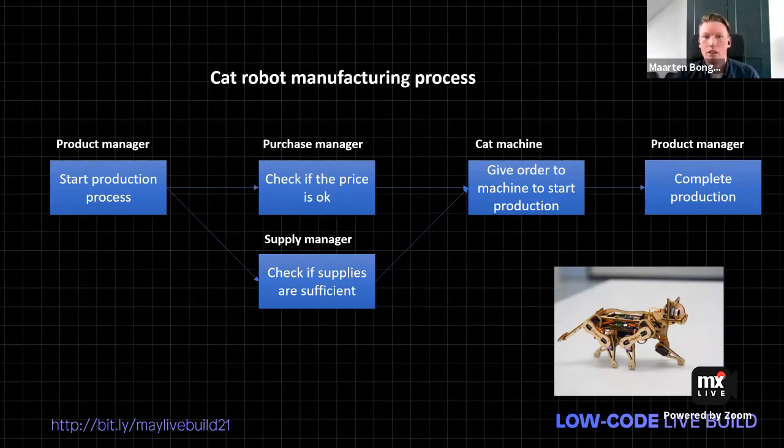And after that, the process will go to an external application, the cat robot machine, which gets the order to actually start producing the cat robots. And finally, the product manager can finish up the process. So that's the process that we're going to be building.